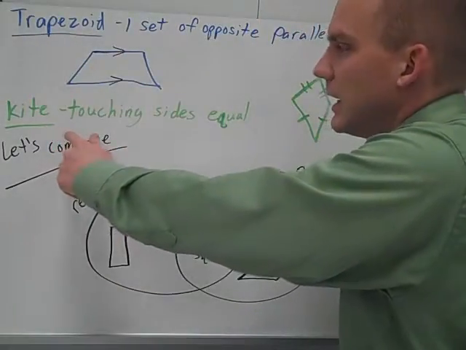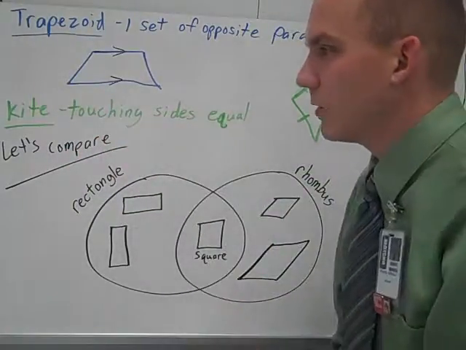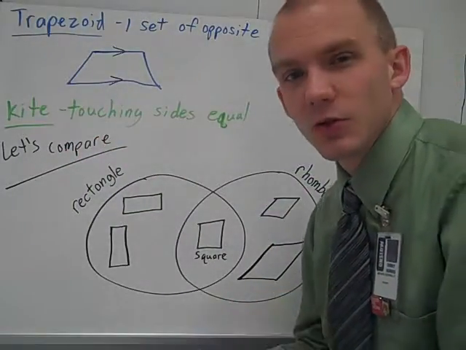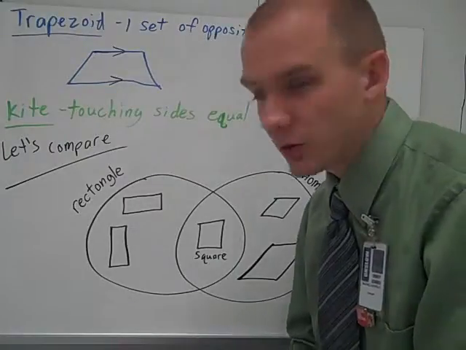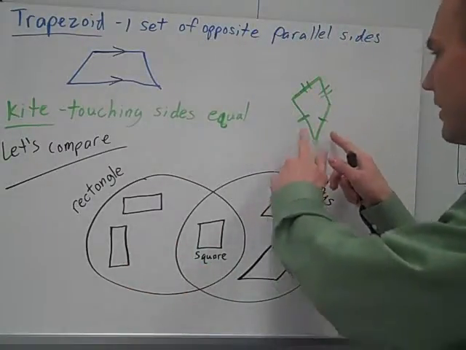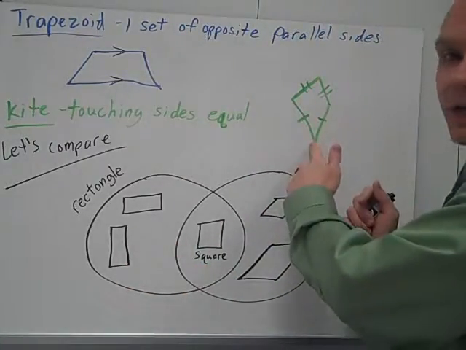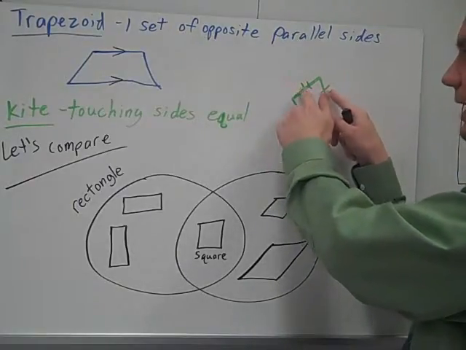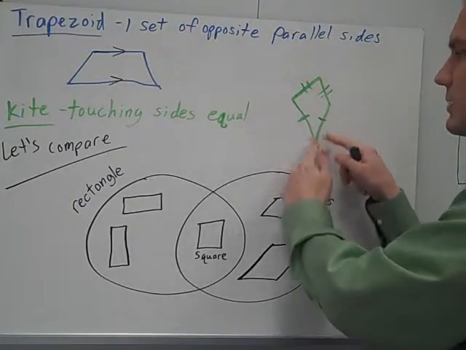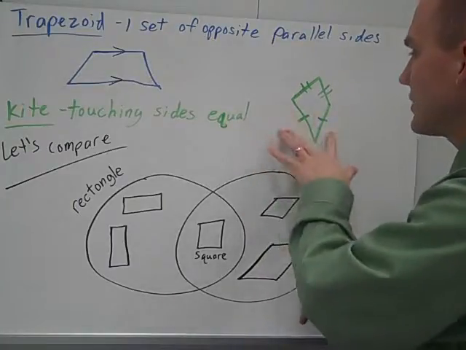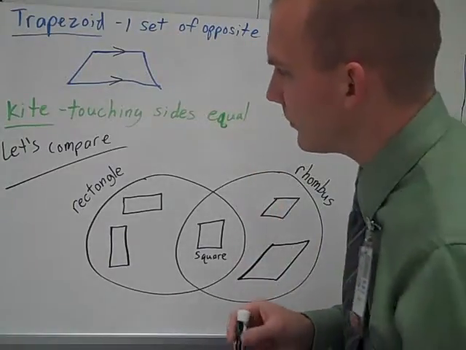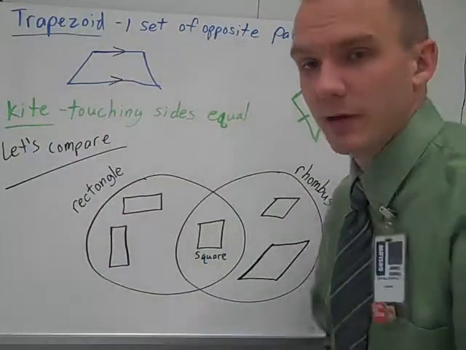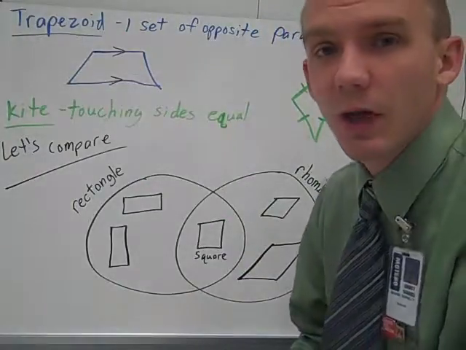A kite is when you have touching sides that are equal, but this does not include a square or a rhombus. Those are completely different. The kite is where you have these, it looks kind of like a kite shape. You have these top 2 sides, which are the same length, and these bottom 2 that are the same length, and that's what we call a kite. You won't work with a kite very much, but the trapezoid you will see a lot more often.